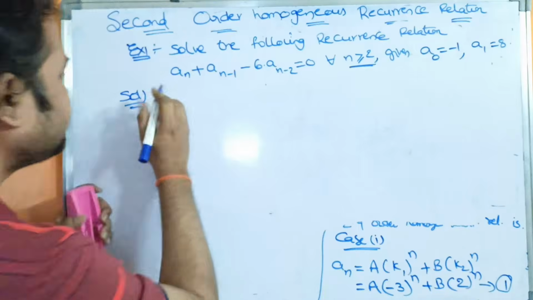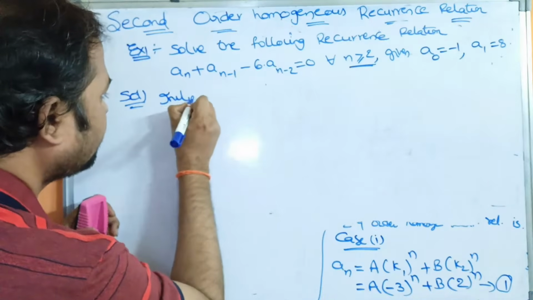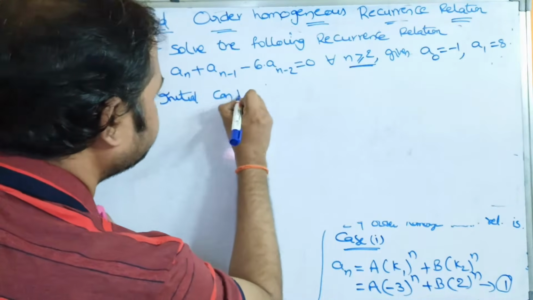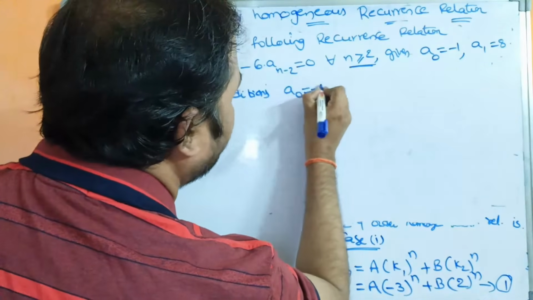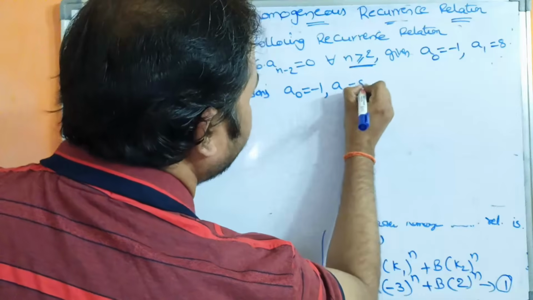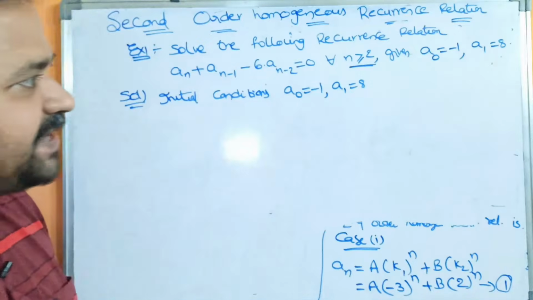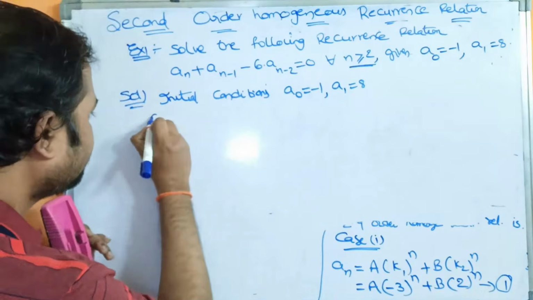So what are the initial conditions? Totally two values are given. A0 is equal to minus 1, A1 is equal to 8.